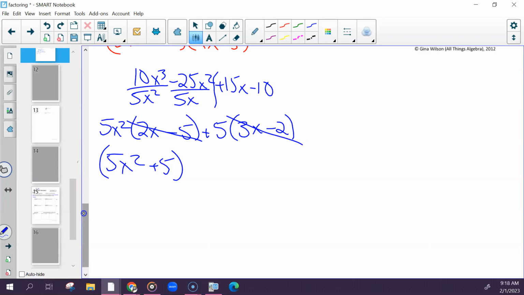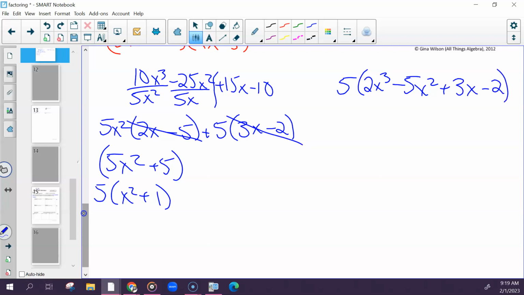You can divide it by 5, which means this had a GCF that we missed at the beginning. We could have looked here and said, all of these are divisible by 5, so let's start with that. If we divide them all by 5, this would change to 2x to the third minus 5x squared plus 3x minus 2. It would change the entire problem. So always be on the lookout for a GCF first. Again, it doesn't matter if you find it later, as long as you eventually take it out.